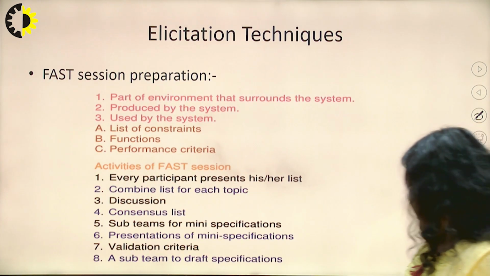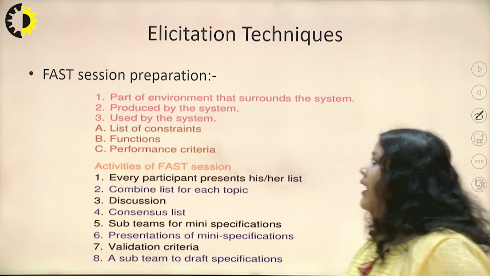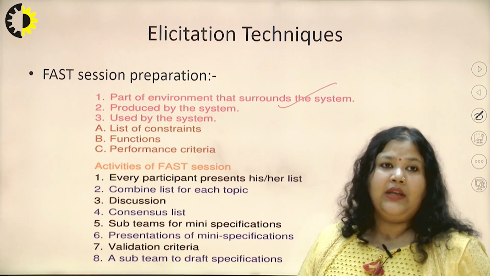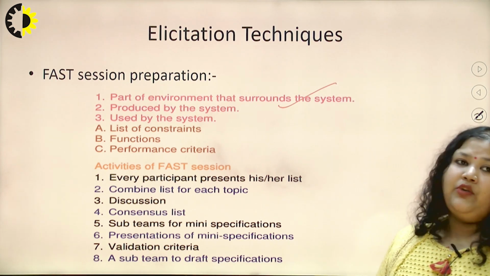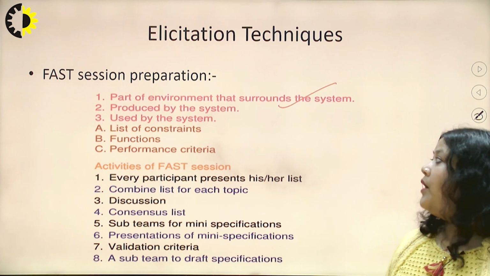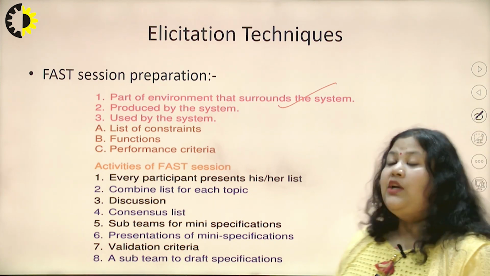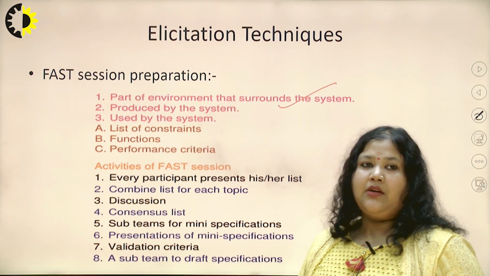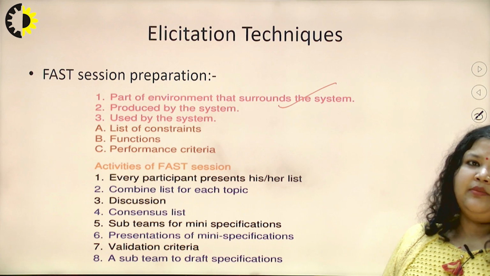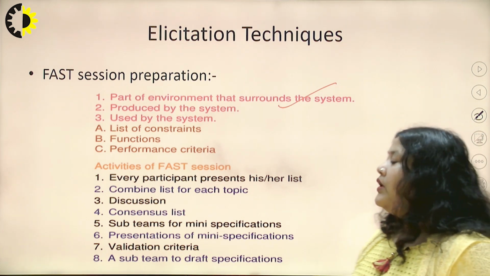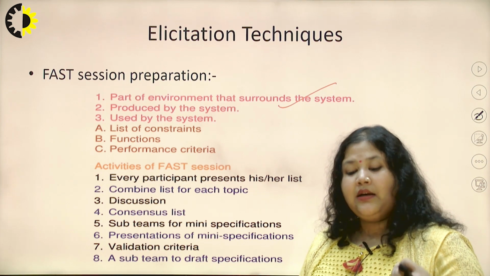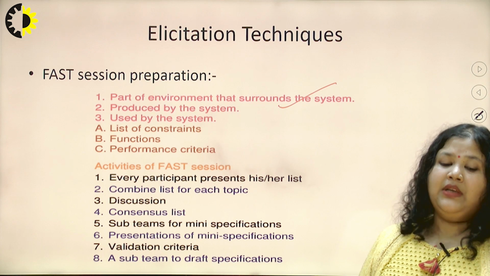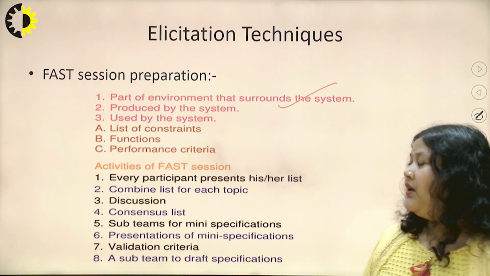Now the FAST session preparation. The first step is the part of the environment that surrounds the system, which part you have to define to solve that particular problem. Second is what is produced by the system; the system defines the rules of that particular software. Third is what is used by the system; the user defines the rules. Fourth is the constraints, which are defined by the developers and the customers. So the developers develop the system using these particular constraints.